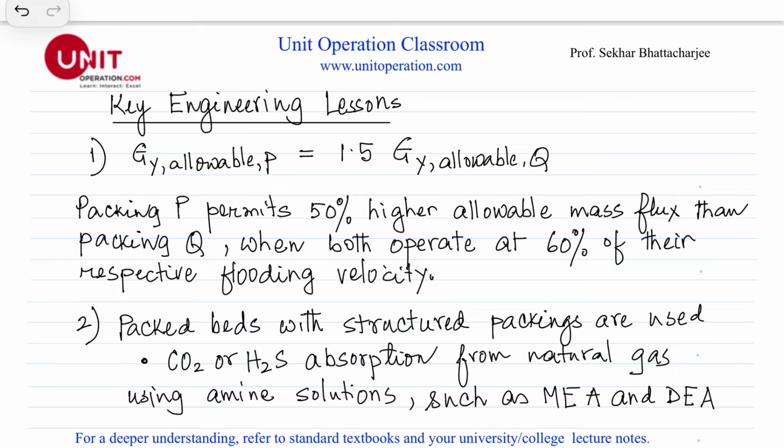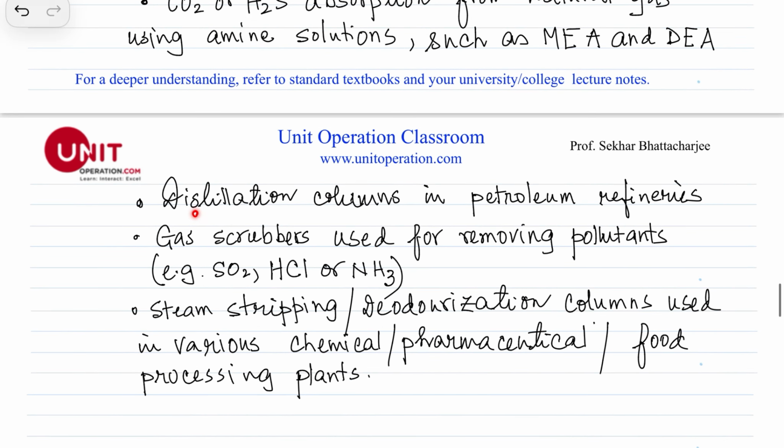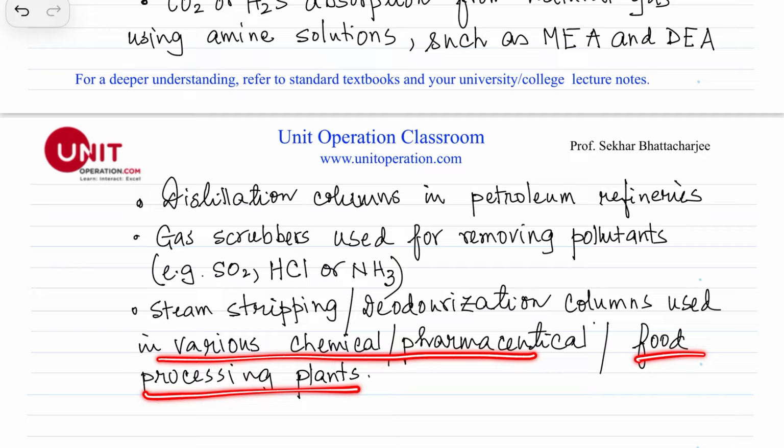Number two, structured packings are quite often used in the industry, as for example, carbon dioxide or H2S absorption from natural gas using amine solutions such as MEA, monoethanolamine, diethanolamine, distillation columns in petroleum refineries, gas scrubbers used for removing pollutants like sulfur dioxide, hydrochloric acid, or ammonia, steam stripping, and deodorization columns used in various chemical, pharmaceutical, and food processing plants.